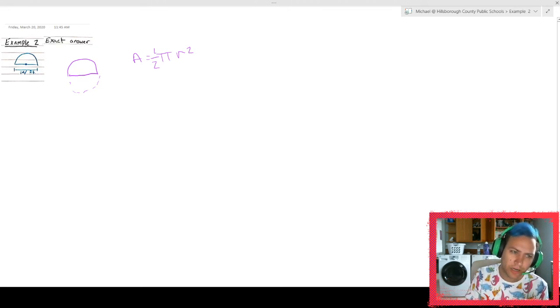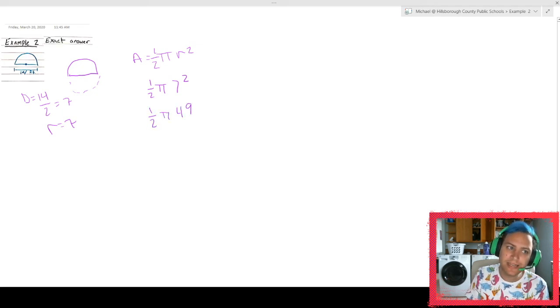I know that I need to plug in r, and this gave me 14, but 14 doesn't represent the radius. 14 represents the diameter. So if we're going to turn that diameter into a radius, remember, we take the diameter and divide it by 2. So if I divide 14 by 2, I get 7. So I know the radius is equal to 7, and that's what I'll plug in over here. So I'm going to have 1/2 pi 7 squared. Go ahead and multiply that 7 squared, and I get 49.